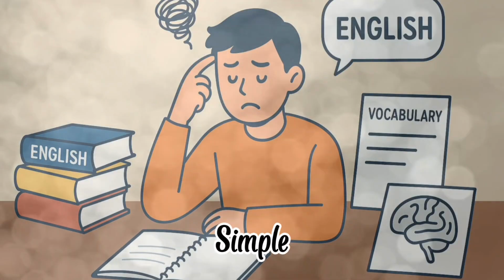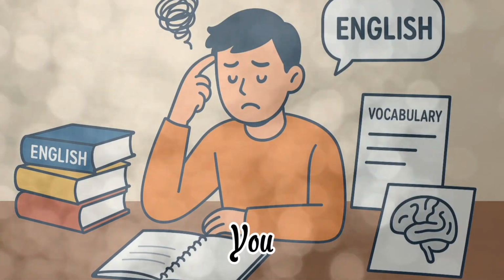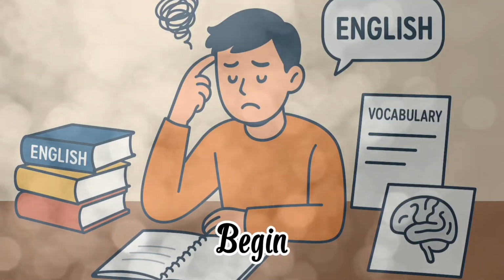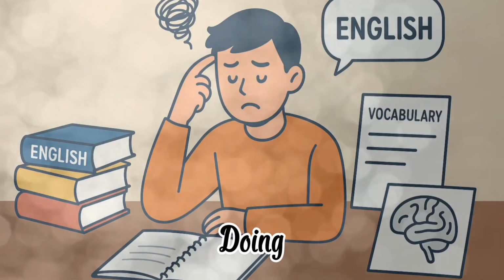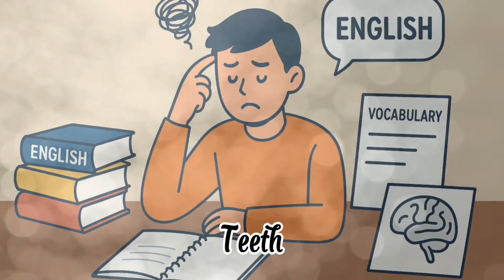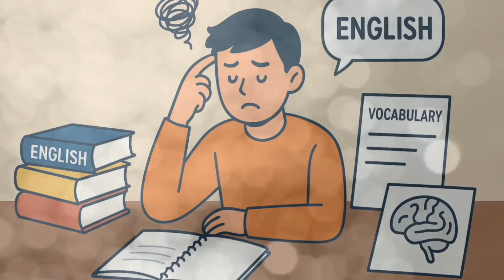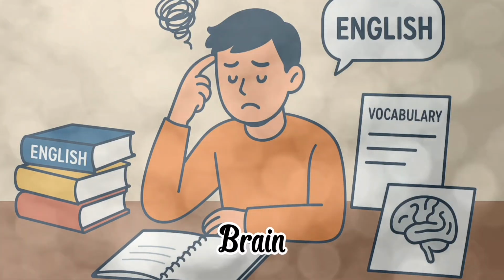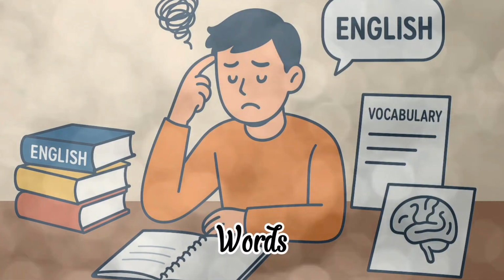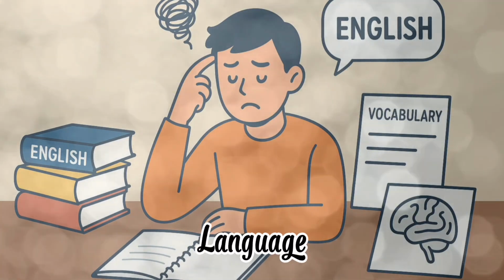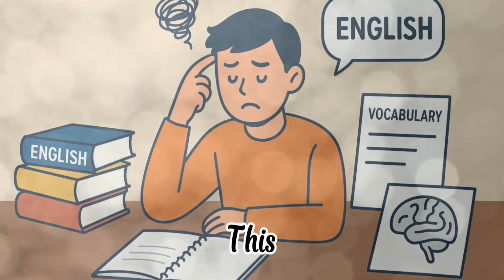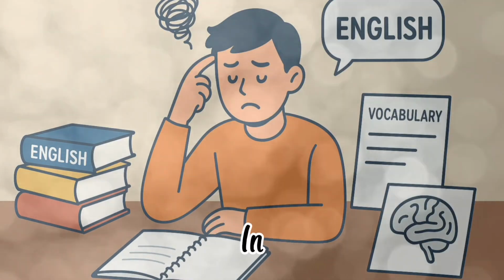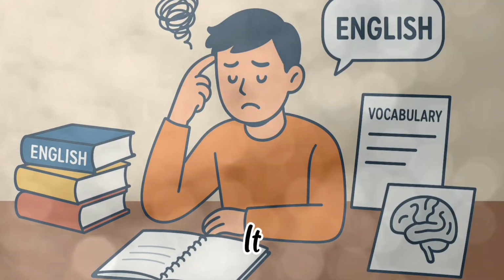Next, start with simple self-talk in English. You don't need big vocabulary or complicated grammar. Begin with the basics. Describe what you're doing. I'm brushing my teeth. I'm going to work. I'm making tea. These tiny sentences train your brain to connect actions with English words directly, skipping your native language. Over time, this self-talk becomes automatic. You'll find yourself thinking in English without even realizing it.